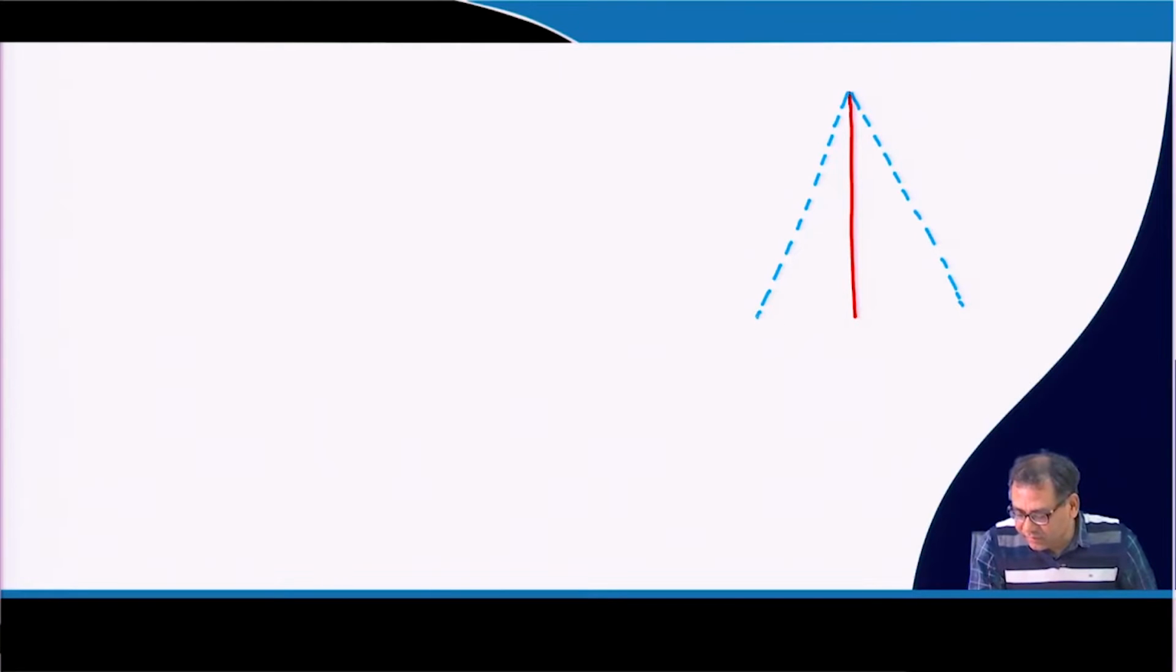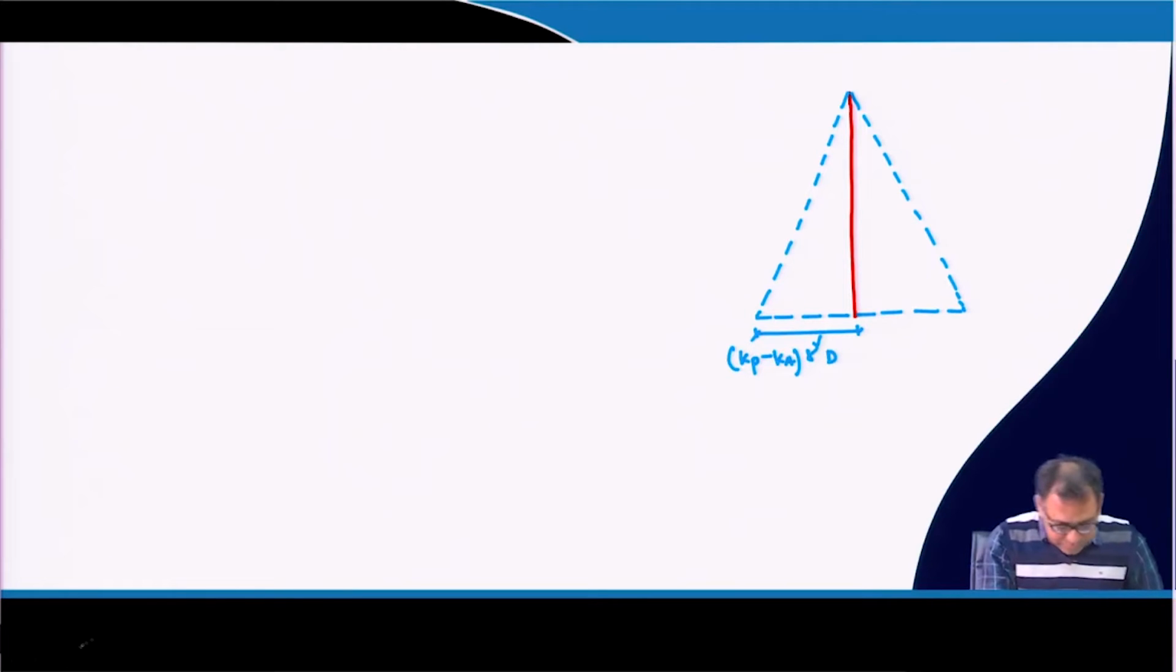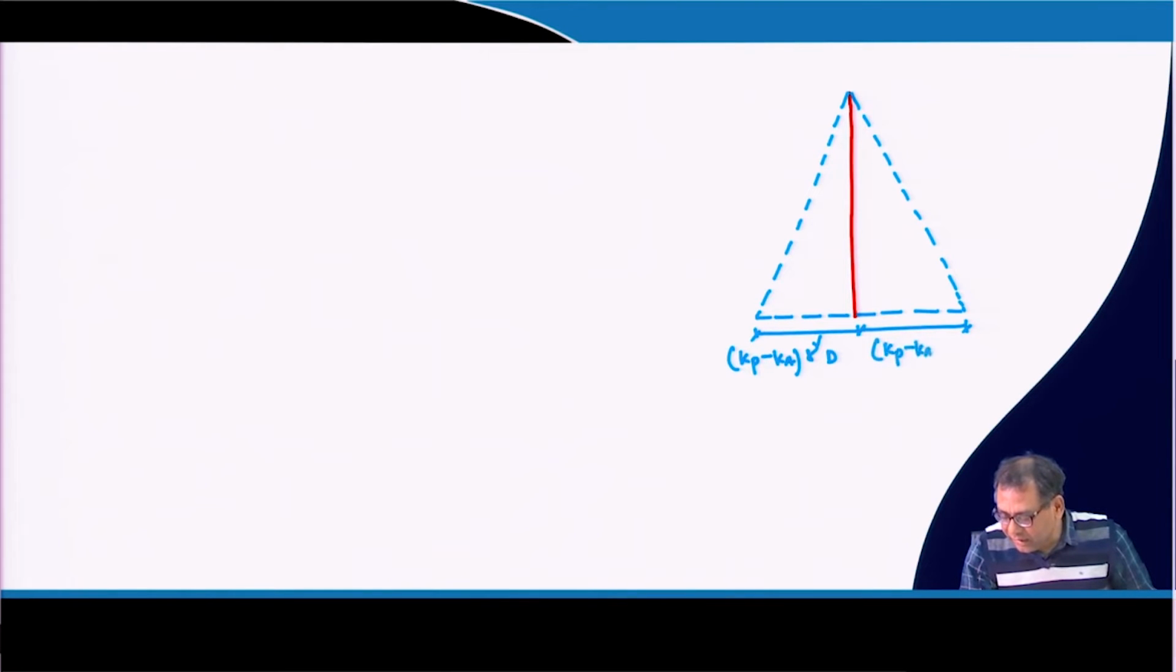Okay. So, this is the net pressure distribution, and this is equal to Kp minus Ka into gamma dash d, where d is the depth of the well.